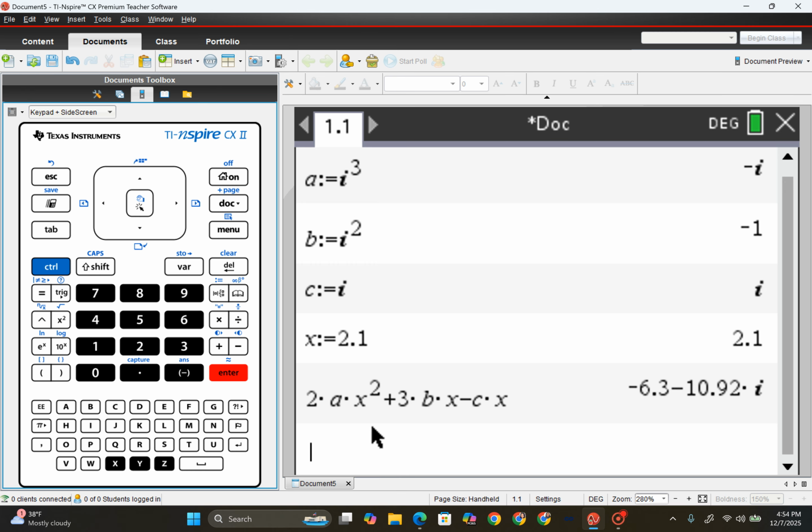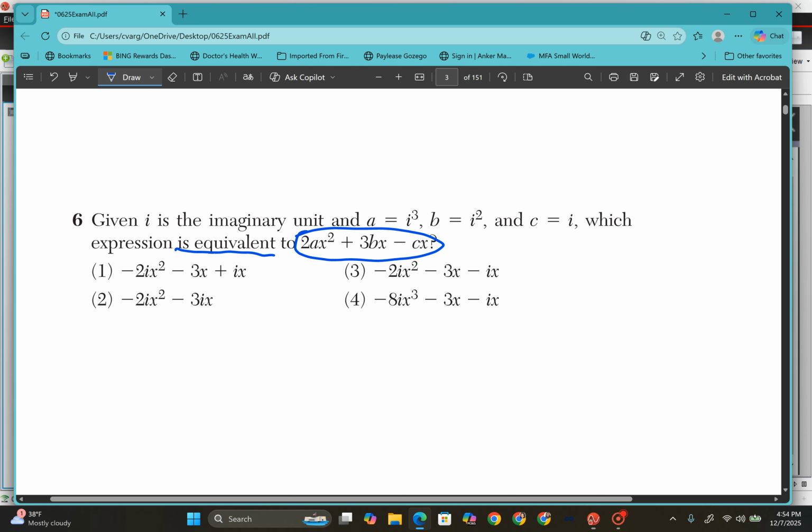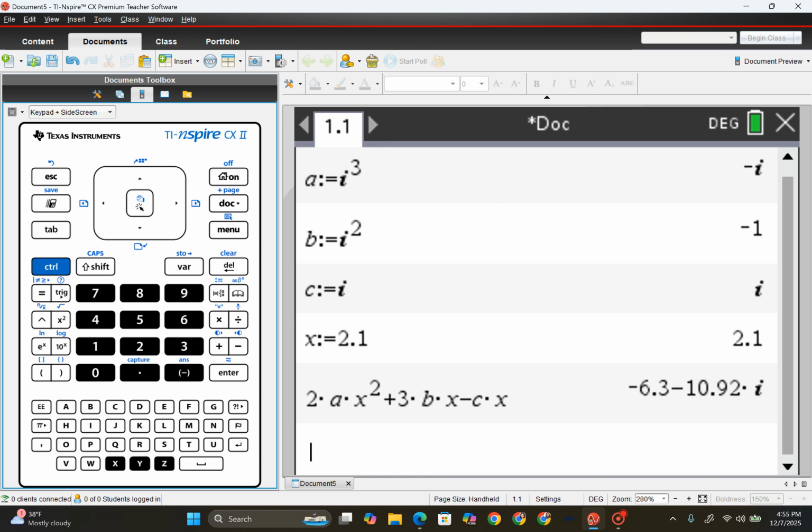Okay, so now this is our answer, right? Negative 6.3 times negative 6.3 minus 10.92i. And just like before, we're going to plug in each of these ones and see which one gives us that answer. Okay, so you could plug in each of them.